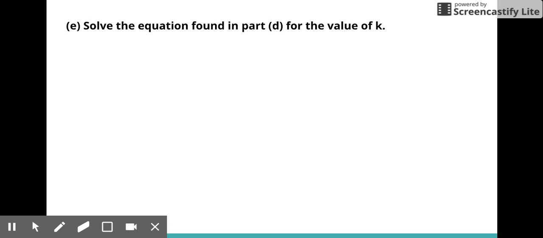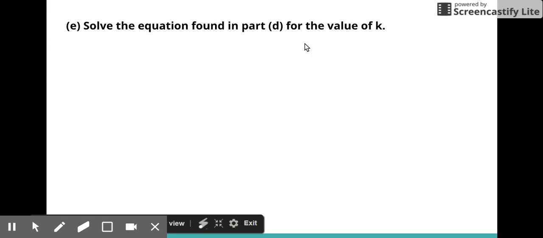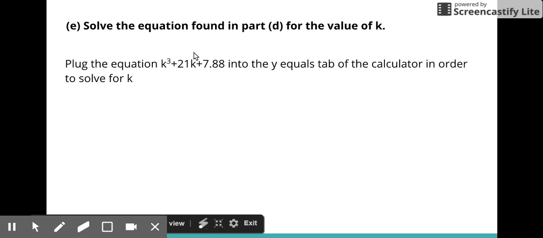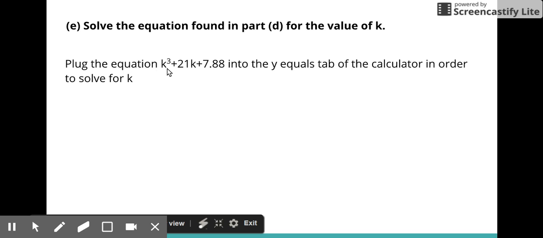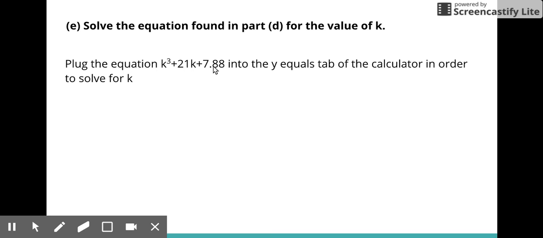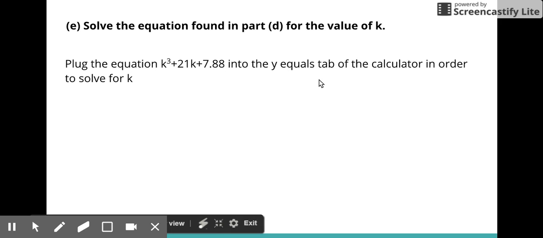E, this is our last one. Solve the equation found in part D for the value of k. So for this problem, we're going to need our TI-84 calculator. And you're going to plug the equation that we just found, k to the third plus 21k plus 7.88, into the y equals tab of the calculator in order to solve for k. So I would just substitute x in for k when you plug it in, just to make things easier.